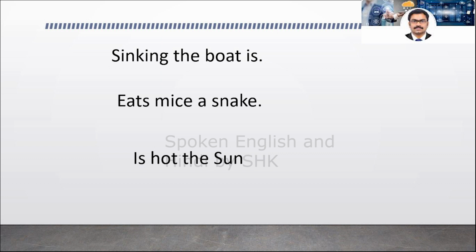Next, we have a snake and eats mice. A snake is our subject. Eats mice is the predicate. And the last one is hot the Sunday. We have the sun is hot. So, the sun is hot, with the sun being the subject, is hot being the predicate.